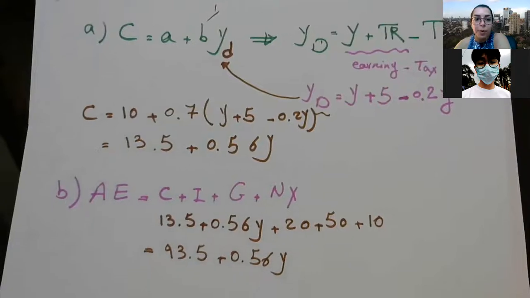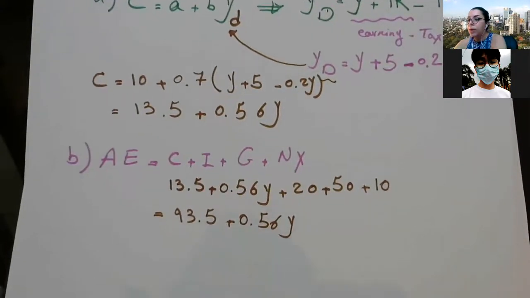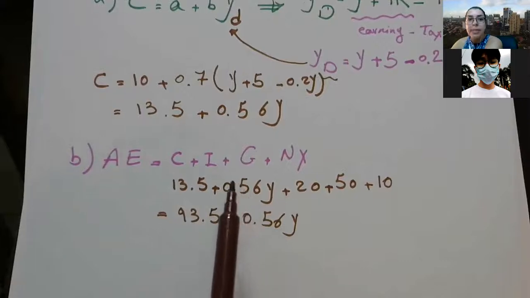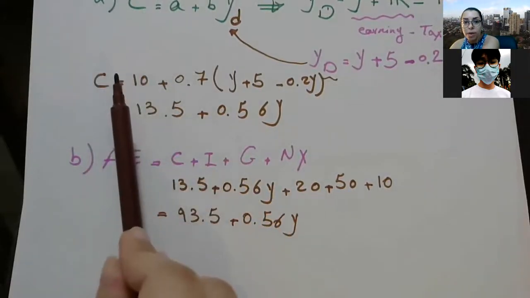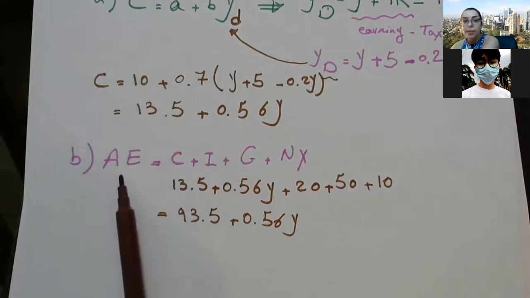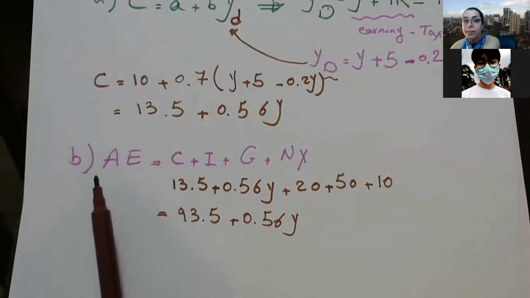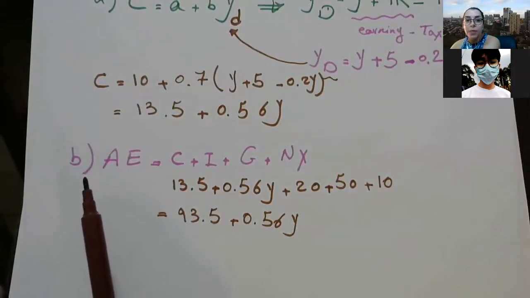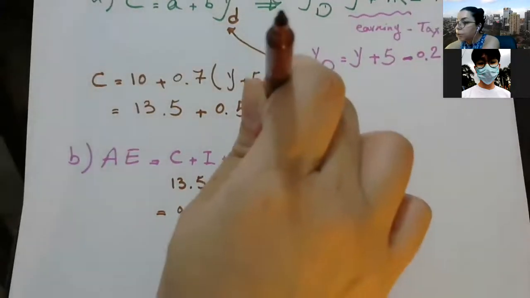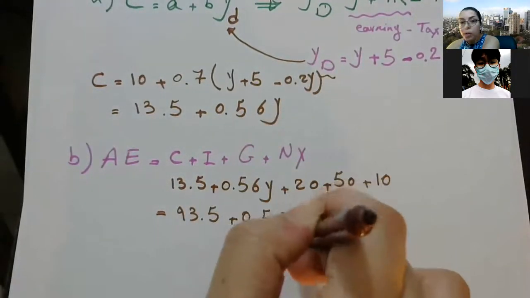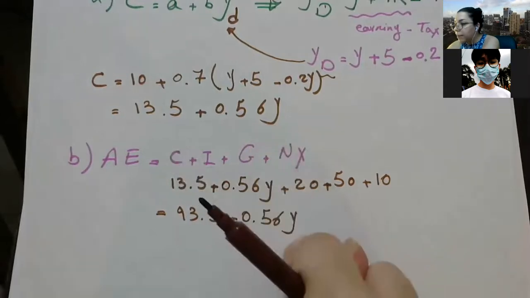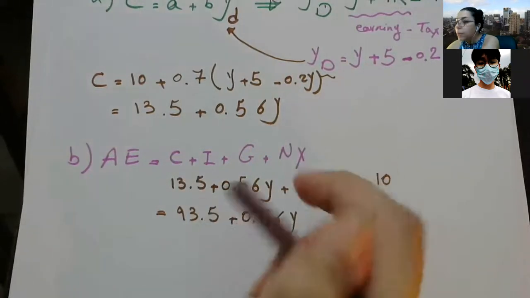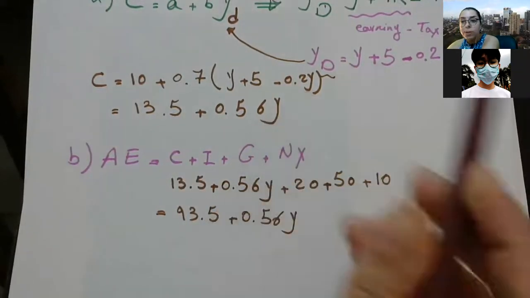Then the next part is asking about equilibrium income. Till now, the question was asking you about the consumption function and aggregate expenditure function. As we discussed before, whenever the question is asking you about the function, it means that you don't need to replace Y. You just have to keep Y. Now they want to know how much is this Y, how much is the equilibrium.